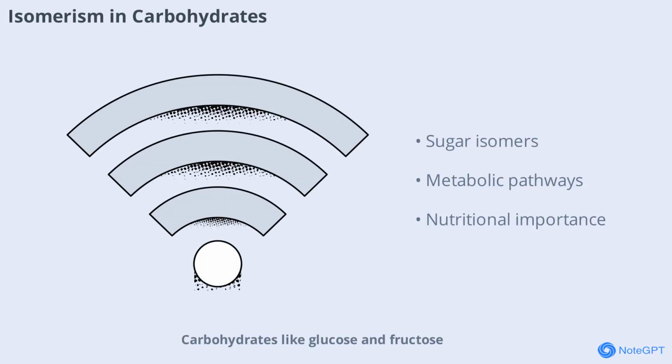Carbohydrates like glucose and fructose are classic examples of isomerism in biochemistry. These sugars have the same molecular formula but different structures, leading to different metabolic pathways and functions in the body. Additionally, carbohydrates can exist as stereoisomers, such as D and L-glucose, which are processed differently by enzymes. Isomerism in carbohydrates is fundamental to nutrition and energy metabolism.